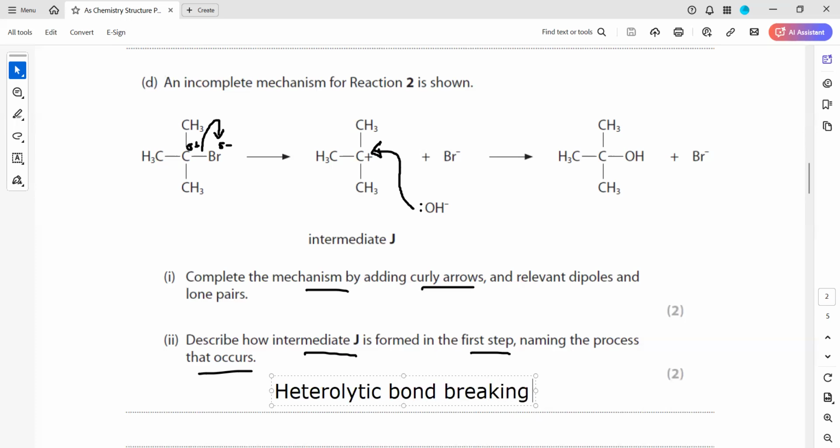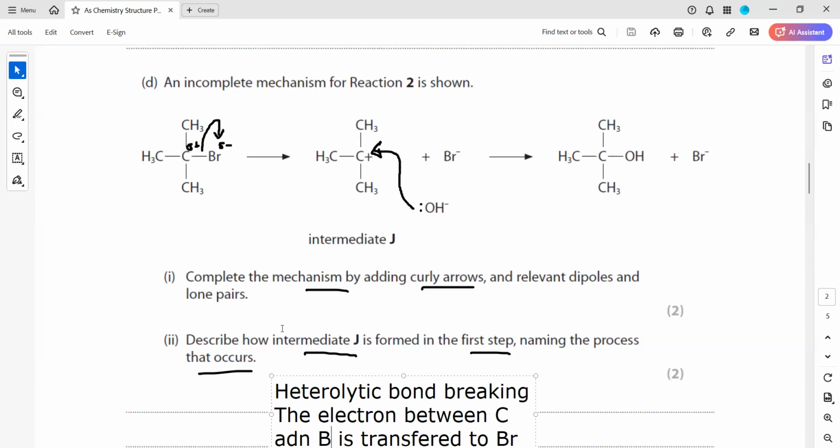And what happens in a heterolytic bond breaking? The electron pair between the carbon and bromine is transferred to bromine. So the bromine takes both of these electrons which are involved in the bonding. That's why we got this positive charge and a negative charge. So that we have to explain.